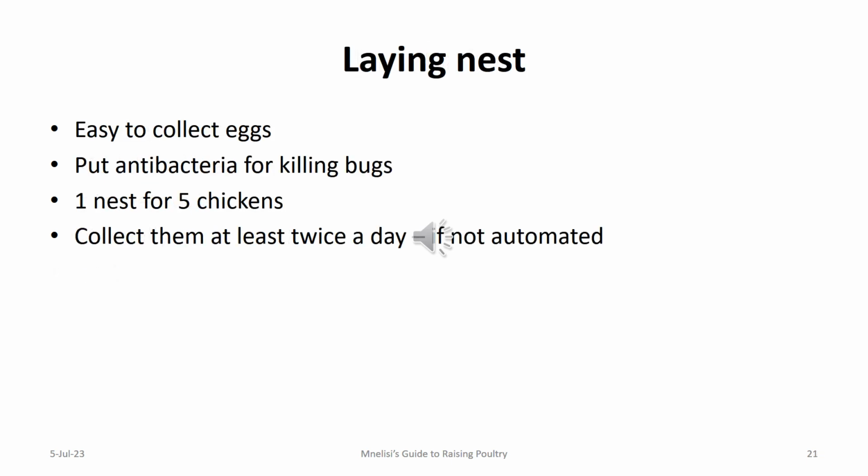A laying nest. This is where your hens will lay eggs. Your nest should make it easier to collect eggs. Put an antibacterial on your nest to kill bugs. Make sure that you have one nest per 5 chickens and collect your eggs at least twice a day if your collection is not automated.